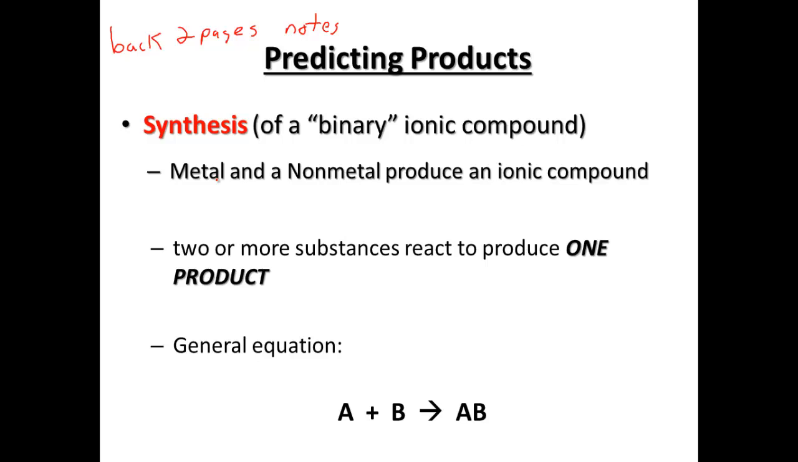So the first of our 5 types of reactions is synthesis. Synthesis means to make. So we are going to make or to create a binary ionic compound. For that we need a metal and a nonmetal to produce an ionic compound. So metal plus a nonmetal is going to give us a compound. Two or more substances are going to produce one product. General equation, A plus B produces AB.